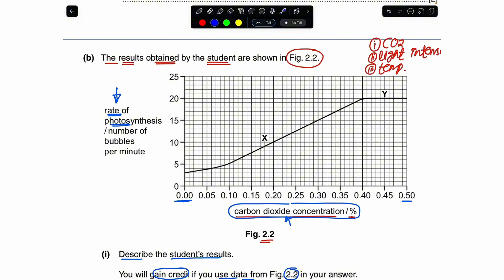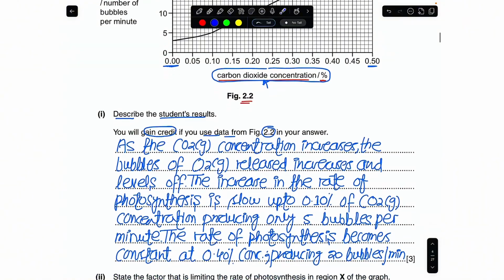The important point is that anything that you quote to your examiner from here, you have to relate it to here as well. Another description point would be that at the carbon dioxide concentration of 0.40%, the maximum rate of photosynthesis is attained, and for that we have produced 20 bubbles of the oxygen gas. Moving onward, another description point we see here is that when the carbon dioxide concentration is increased beyond 0.40% and going till 0.50%, the rate of photosynthesis remains constant, it does not increase further. So here I have said multiple description points. You will have to write any three with respect to the marks.